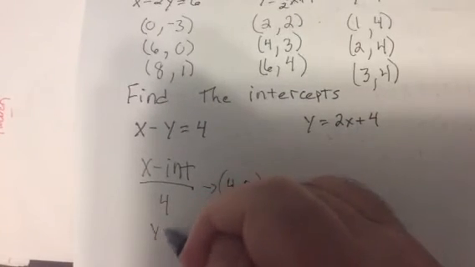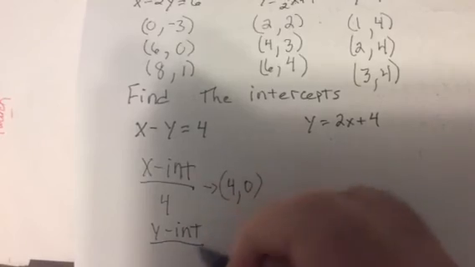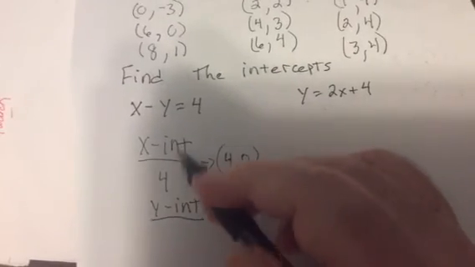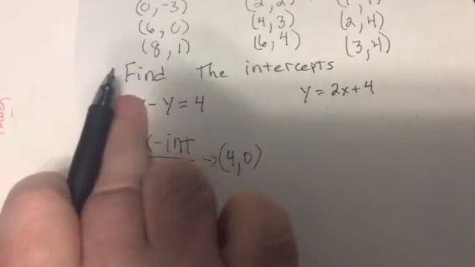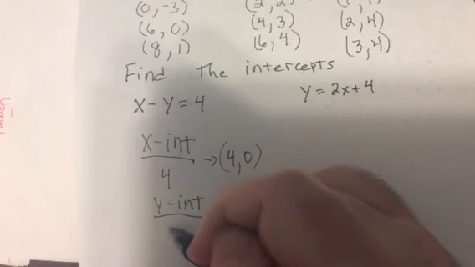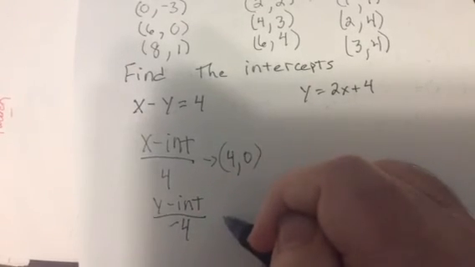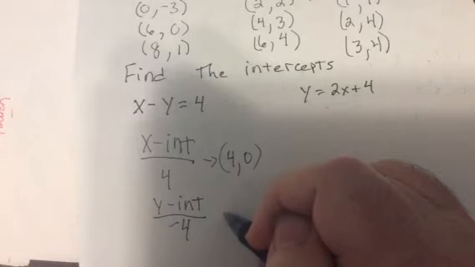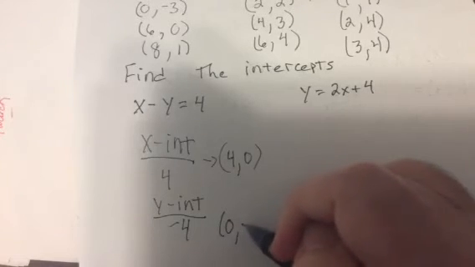So the y-intercept, if you ask what's the y-intercept, that's just a single value. Put 0 in here, x. So take the opposite, so it's negative 4. Then the corresponding ordered pair would be 0, negative 4.